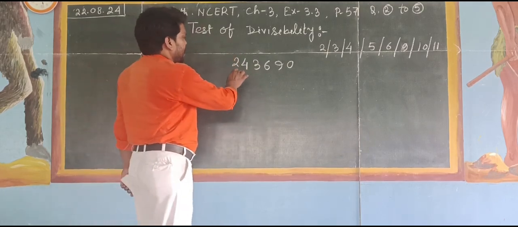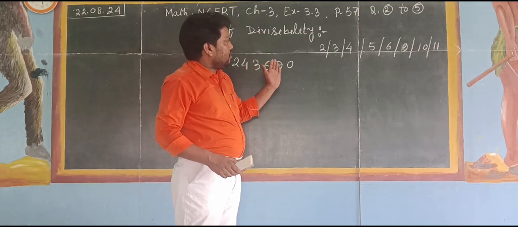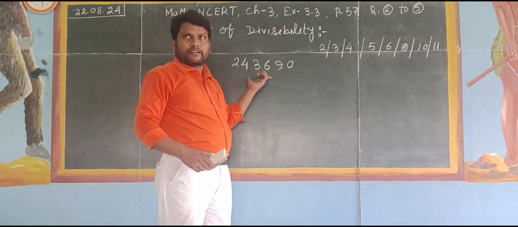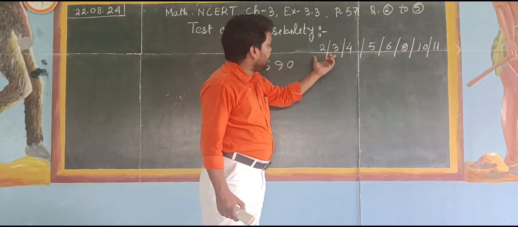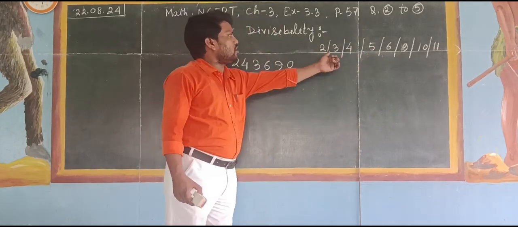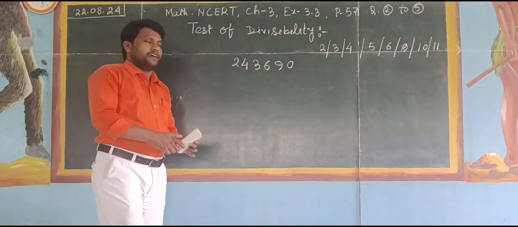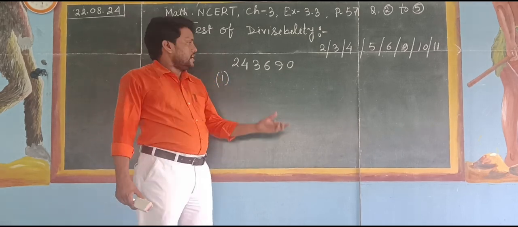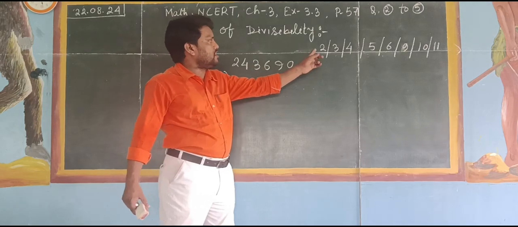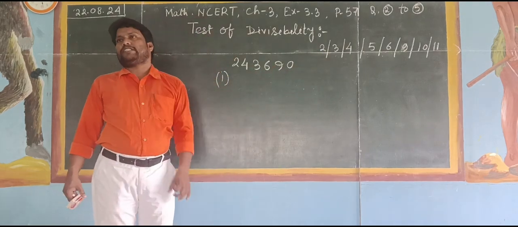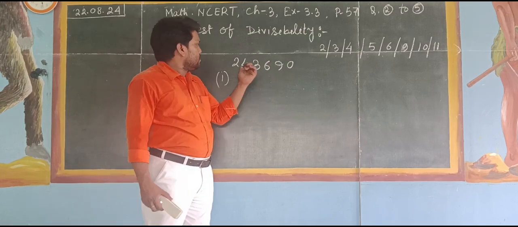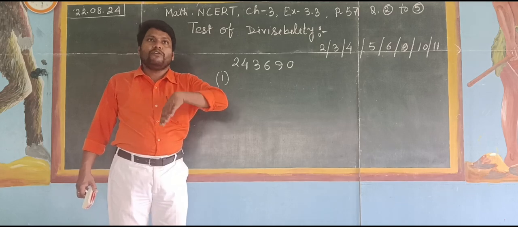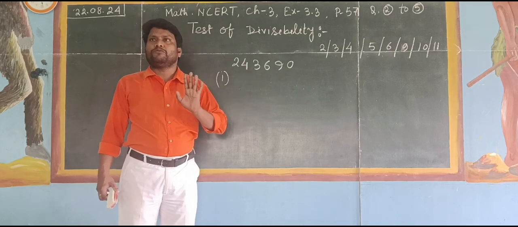Okay, suppose I am giving all the answers by this number. With the number, I will explain. Is it divisible by 2 or 3 or 4 or 5 and so on. Okay. Number 1. Suppose this is the question: is 243690 divisible by 2? So how will you understand the number will be divisible by 2?